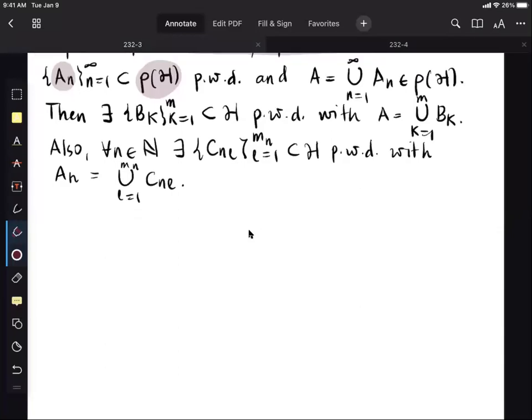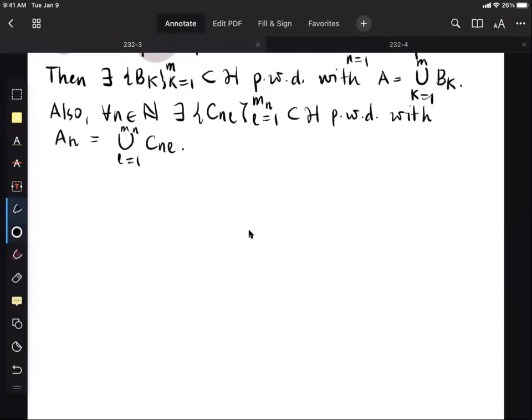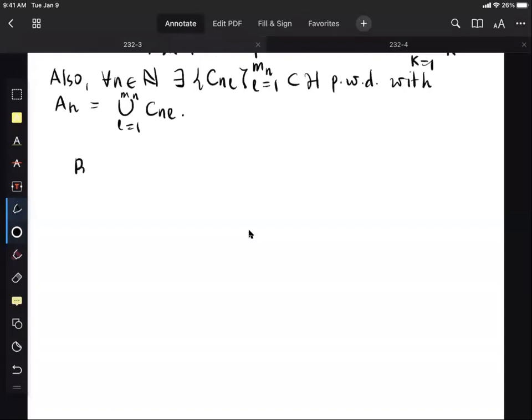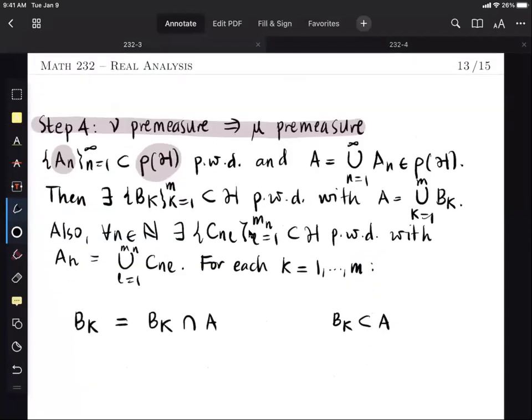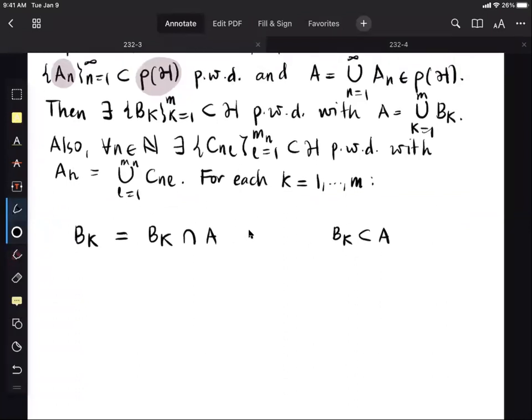Okay. Now, let us focus on a particular k from 1 to M. So look at B sub k. You can write this as B sub k intersection A because B sub k is contained in A. Take note that the union of the B sub k's is A. Hence, a particular set in the union would be a subset of the union A.